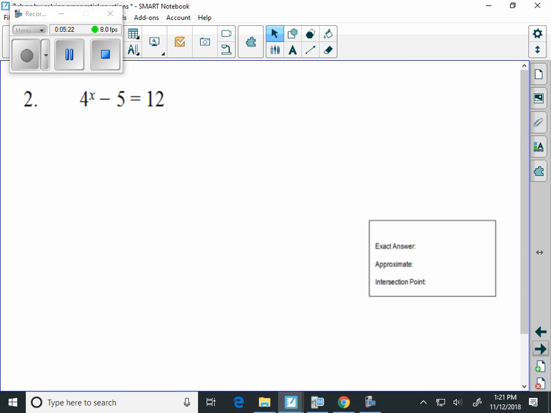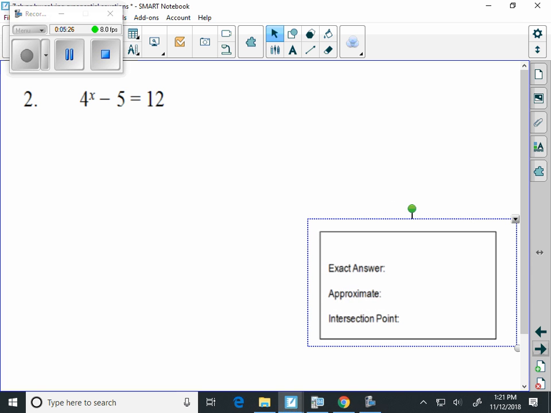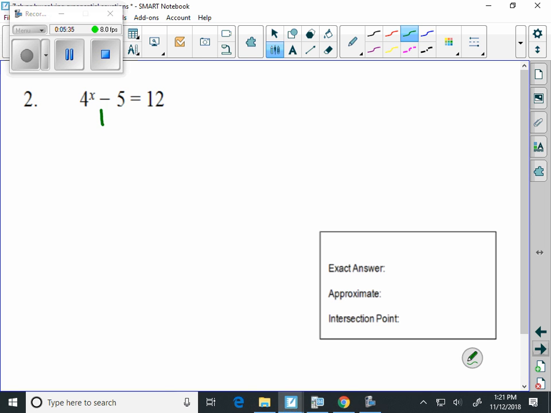And once again, isolate. If you don't isolate, things are going to go wrong quickly. 4 to the x minus 5 equals 12. First thing we're going to do, add 5 to both sides. And we get 4 to the x equals 17.